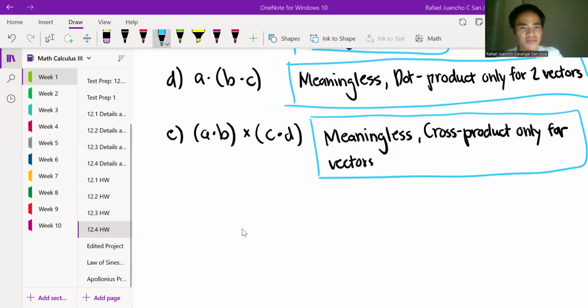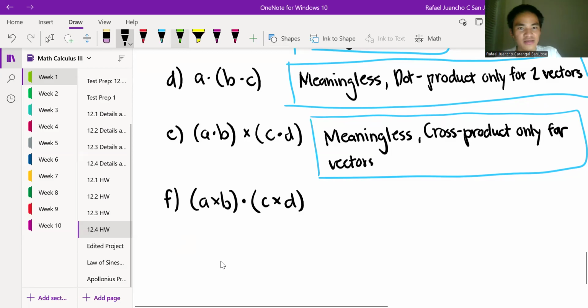Okay, let's just answer the last one for this item, this problem, I mean. So we have the cross product of two vectors, and we're getting the dot product of that to another cross product of two other vectors. Does this work? So this gives us a vector. This gives us a vector. We get the dot product of two vectors. We get a scalar. So this is meaningful.